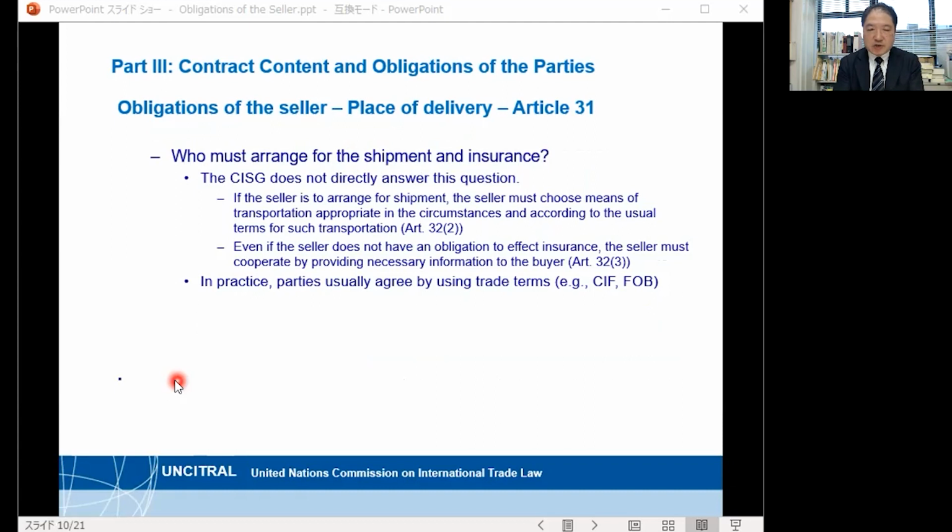Now, in a contract of sale involving carriage of the goods, shipment must be arranged, and in many cases, insurance must be effected. Who is responsible for doing that? Who must arrange for the shipment and insurance? The CISG does not directly answer this question. As for the arrangement of the shipment, the CISG only provides that if the seller is to arrange for shipment, the seller must choose means of transportation that are appropriate in the circumstances and according to the usual terms for such transportation. That is provided in Article 32, paragraph 2.